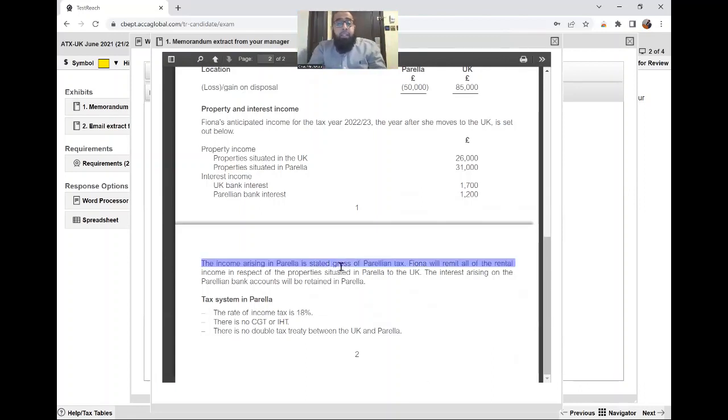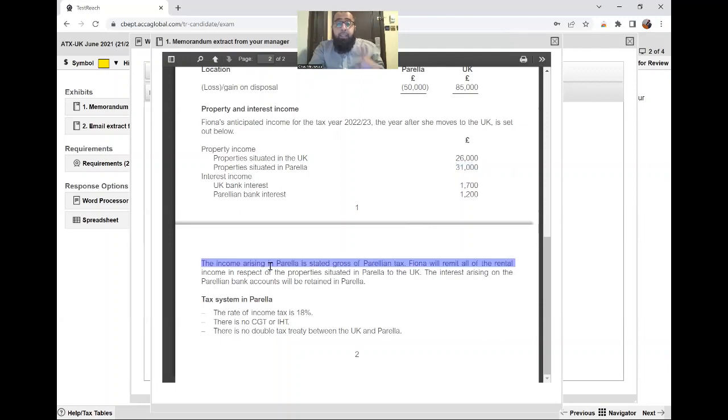The income arising in Kerala is stated gross of Keralian tax. Fiona will remit all of the rental income in respect of the property situated in Kerala to the UK. She will remit all the rental income. The interest arising on the Keralian bank account will be retained in Kerala. This means that this 1,200 will be unremitted. This rental income will be remitted.